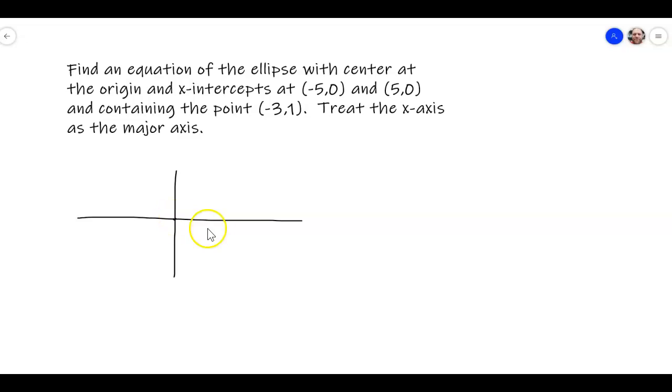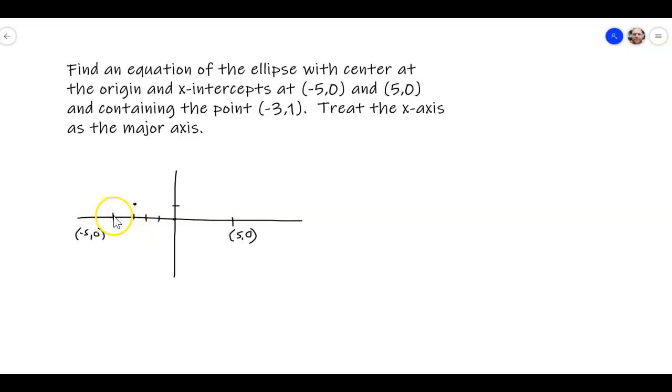So here's the center. We have a point here at (5, 0), and go about the same distance in the other direction. We have a point over here at (-5, 0). I probably shouldn't draw it right there. Let's try to do a little bit over here, (-5, 0). We also have a point at -3, so 1, 2, 3, about (-3, 1). So somewhere maybe about right here. So we have this point here.